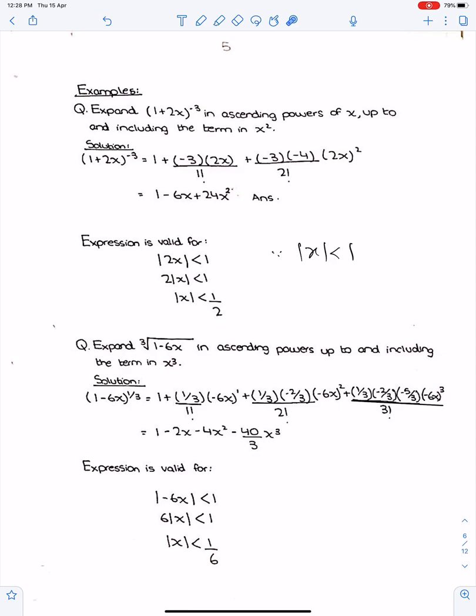The expression is valid for these values. Substitute this x by the second term, which is negative 6x. So you need to work for modulus x. Bring minus, this minus will become plus, and this 6 will come outside the modulus. Modulus converts negative into positive.